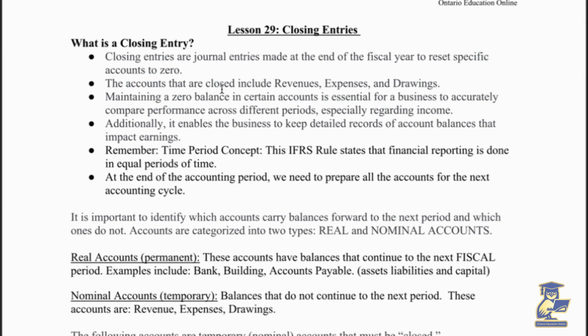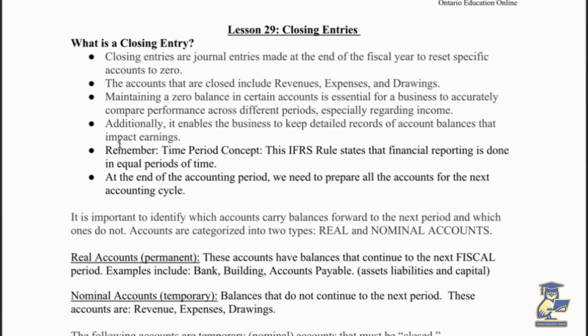So, closing entries are journal entries that are made at the end of the fiscal year in order to reset specific accounts to zero. So, not all accounts are going to be what we call closed. However, some are. So, the accounts that are going to be closed at the end of every single fiscal period include revenues, expenses, and drawings.